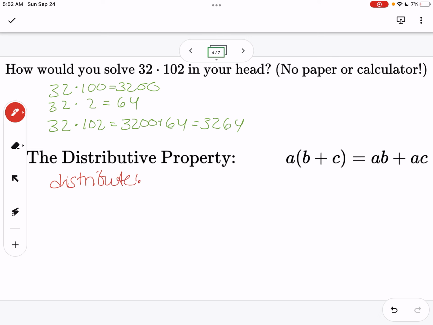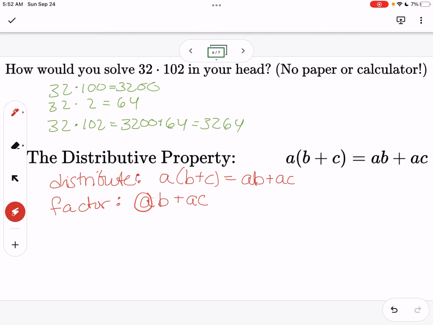We will be given A times a sum, which equals A times B plus A times C, or we will use it to factor. We'll be given a sum, and we'll notice that each term has a common factor A, and we can factor that A out to make A times the quantity of B plus C. So we can do it both ways.